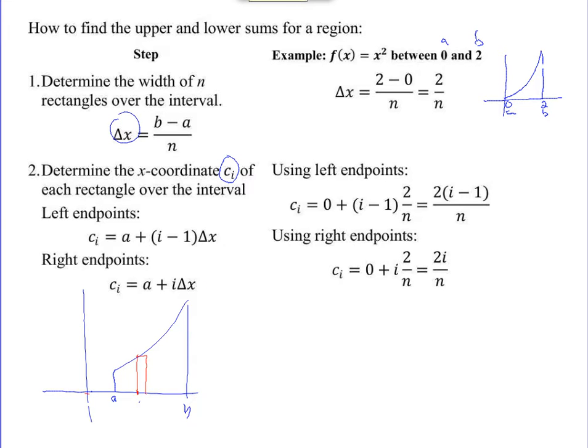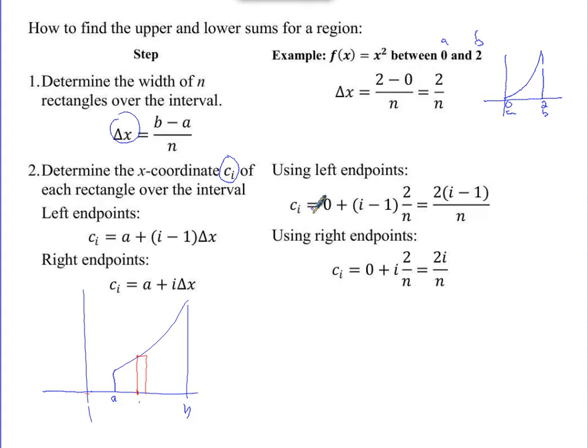So now that I've explained that, let's go over to the example again. We're back to x squared between 0 and 2. We've calculated delta x, 2 minus 0 divided by n, so it becomes 2 over n. Using left endpoints, so I'm using C sub I. I have to calculate C sub I. What is C sub I? The x-coordinate of where we're at. Okay?